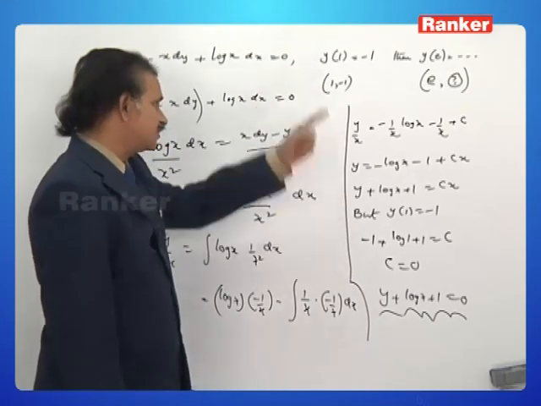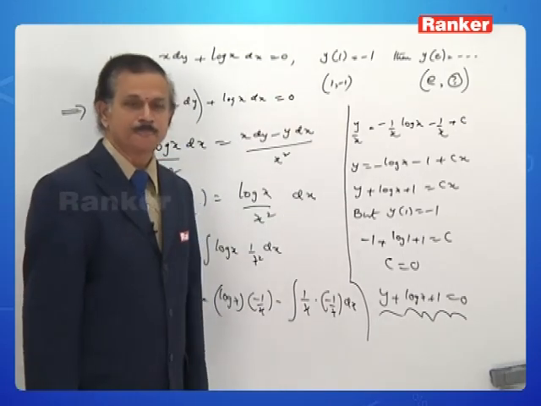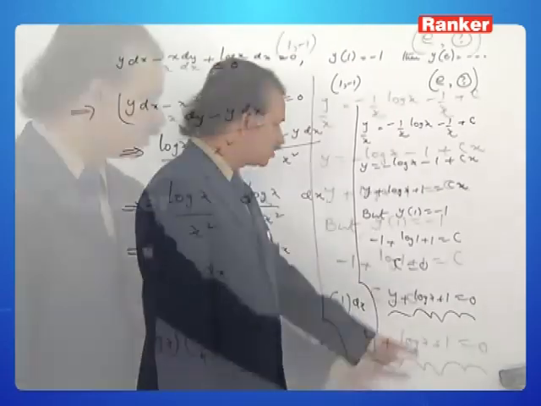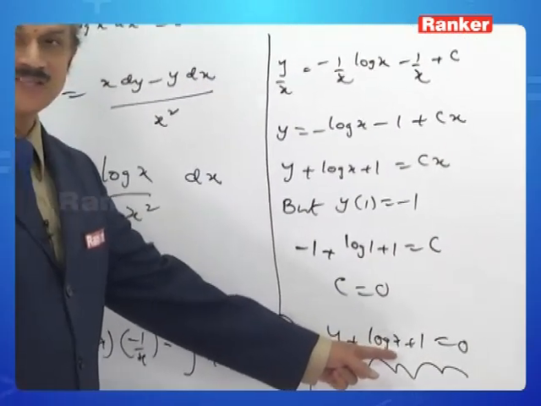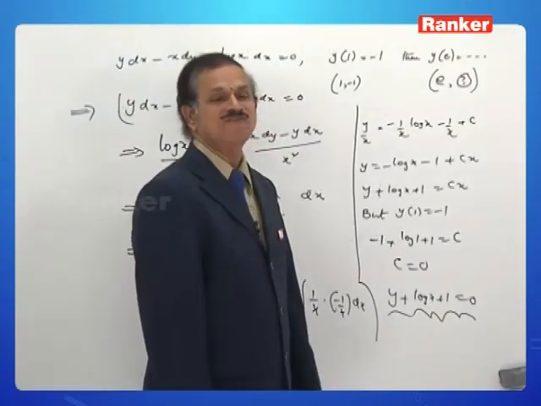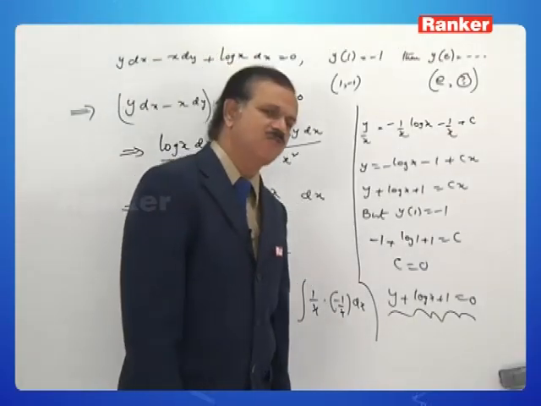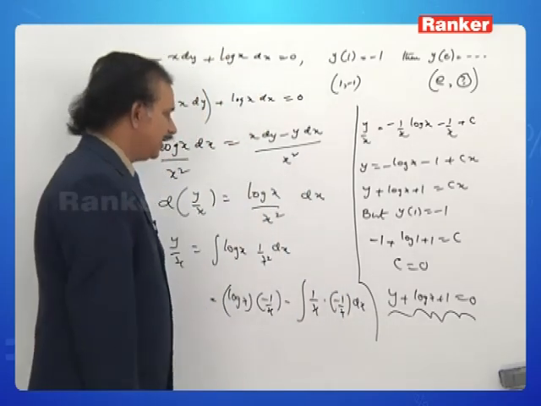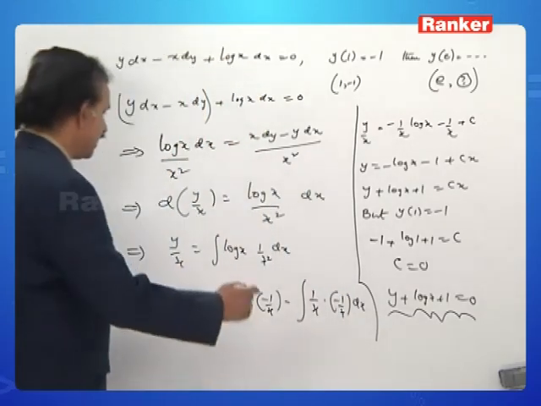No. We are supposed to find y at e. That is, what happens when x is e? If you put x is equal to e, what is log e? Log e to the base e is 1. 1 plus 1 is 2. So y plus 2 is equal to 0, and hence y is minus 2. I think you could have understood that.